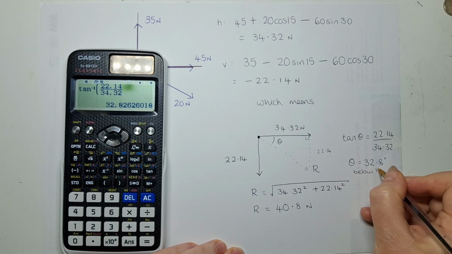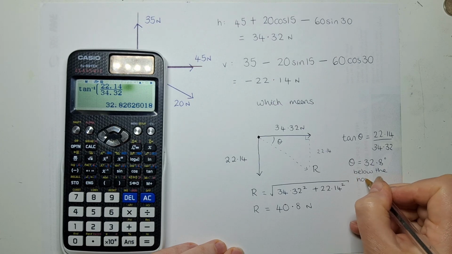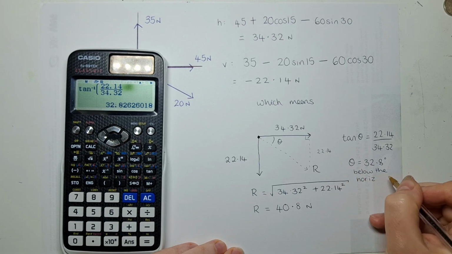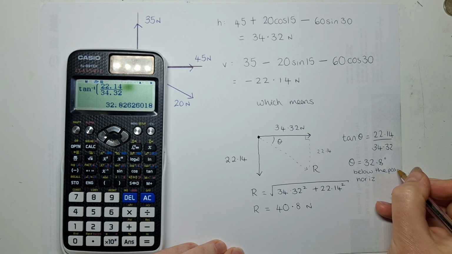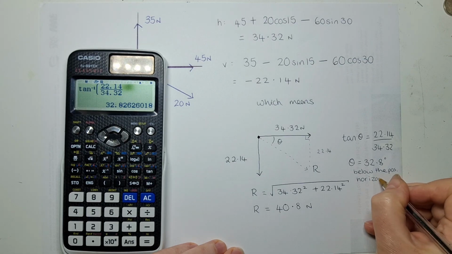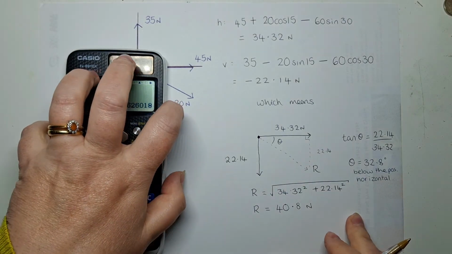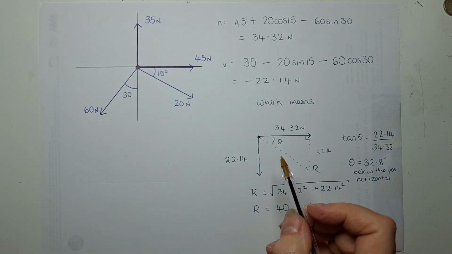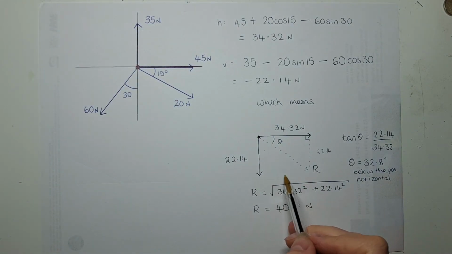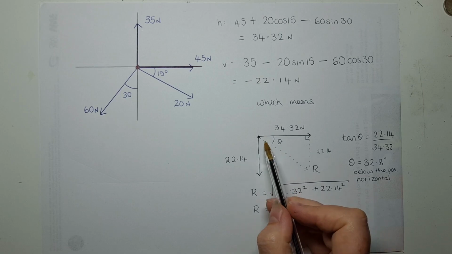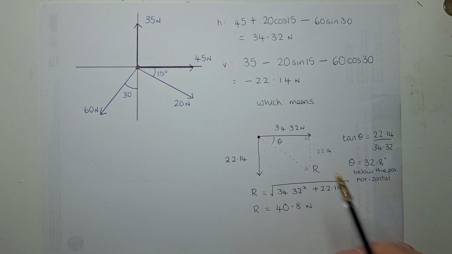If you've drawn it, they can see where it is, but if you want to really specify, I would say it's below the horizontal, or below the positive horizontal if you really want to be careful about how you're phrasing it. But if you've got the diagram, it should be fine anyway. And obviously if you needed that angle, you could either draw your right angle there, or you could just do 90 minus theta to get the other angle. So hope that helps.